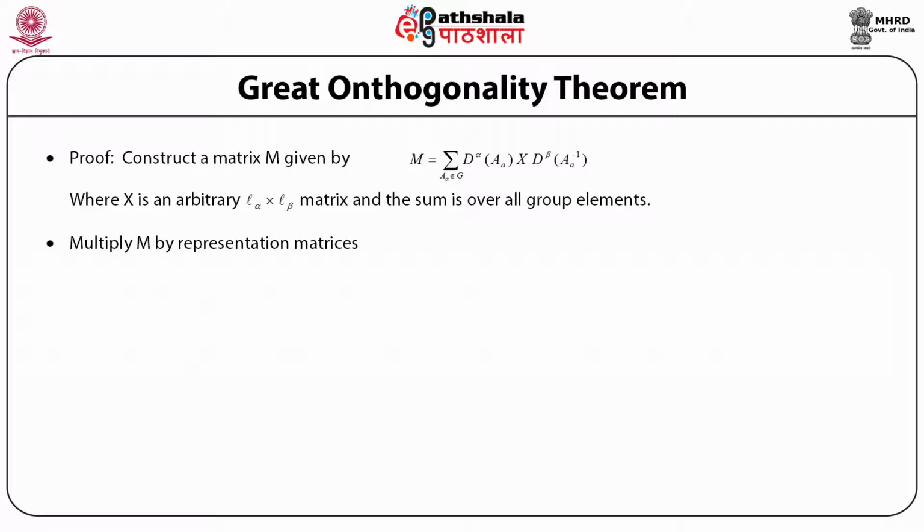Let us start by constructing a matrix M given by M is equal to the sum of D alpha(A alpha) into X into D beta(A alpha inverse), where D alpha(A alpha) is the representative matrix for the group element A alpha, which has the dimension L alpha, and D beta(A alpha inverse) is the representative matrix of dimension L beta for the element A alpha inverse, and X is any arbitrary L alpha cross L beta matrix, and the sum is taken over all group elements.